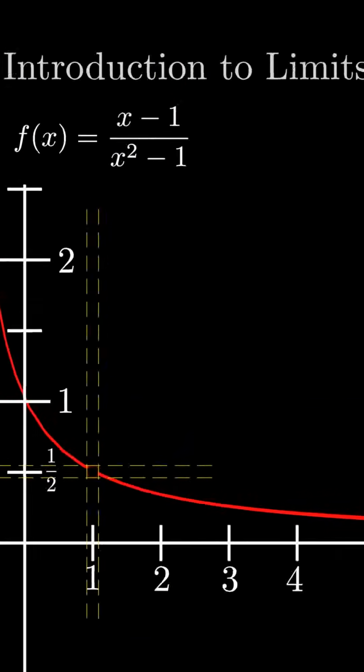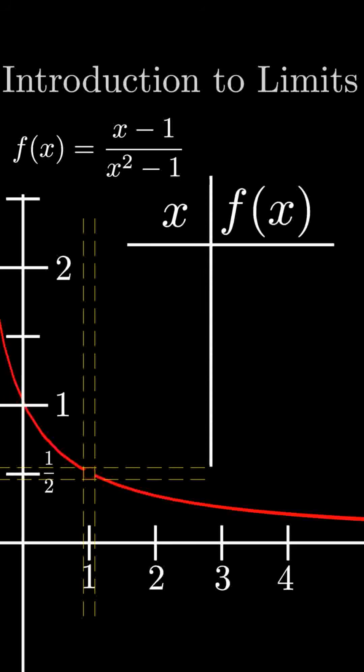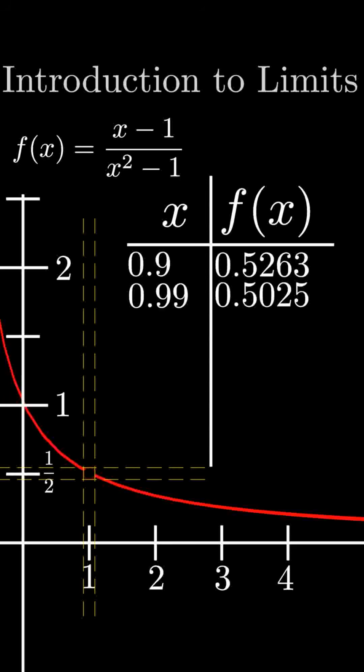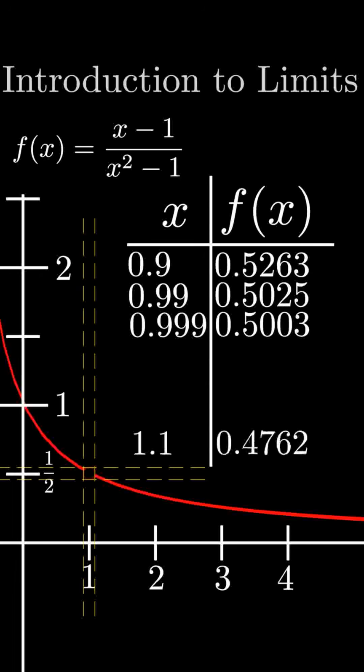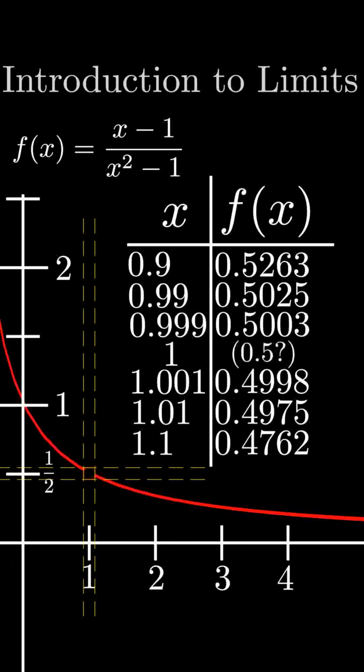We can also numerically guess that the value should be 1/2 if we approach x equals 1 by, for example, plugging in x equals 0.9 or 0.99 or 0.999 or 1.1, 1.01, 1.001. And you can see that the closer we get to x equals 1, the closer we get to f of x equals 1/2.